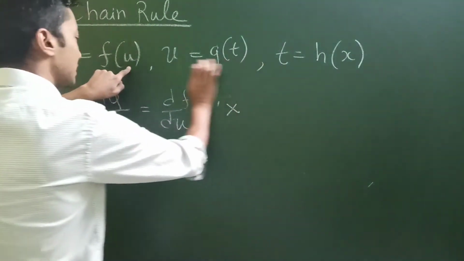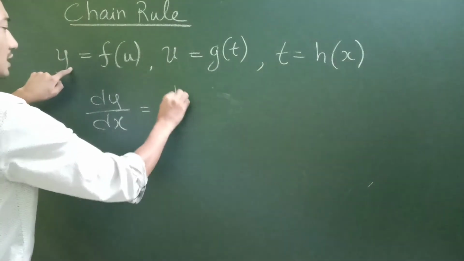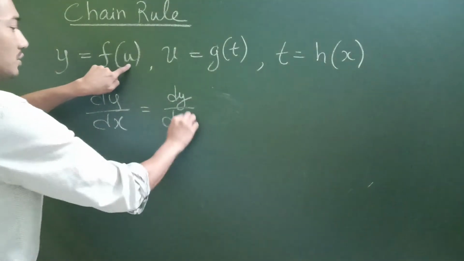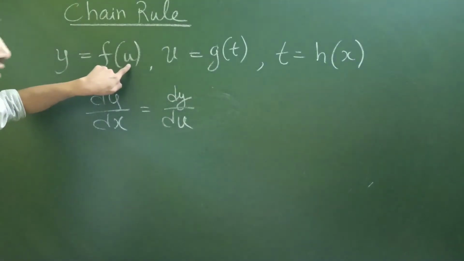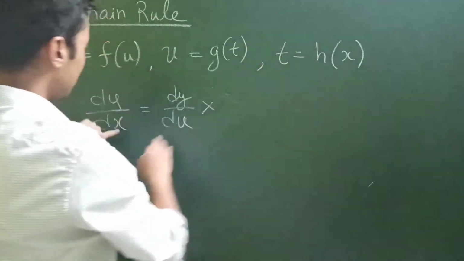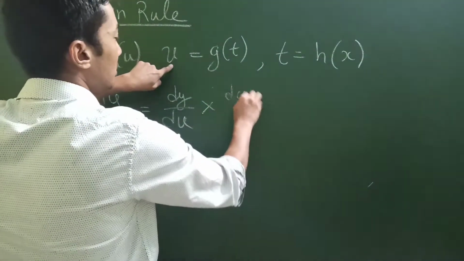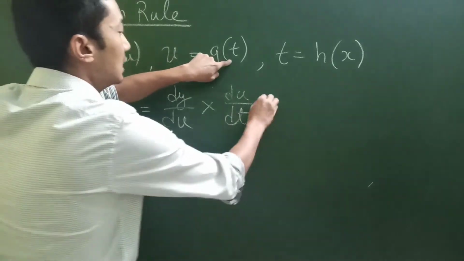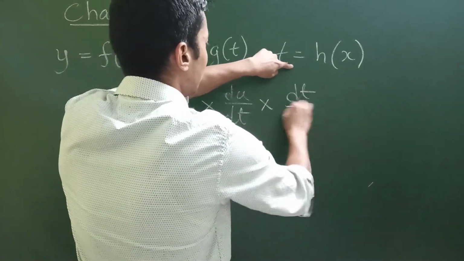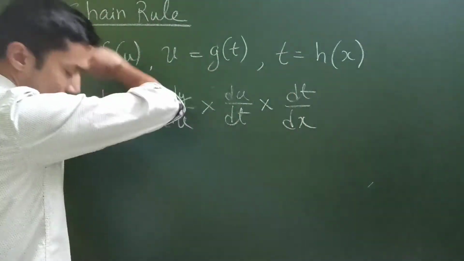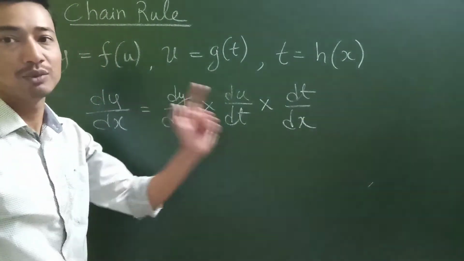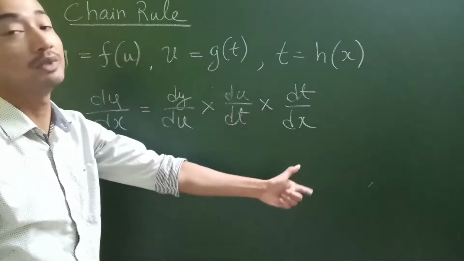Then, of course, let me just do it like this. So that's going to be the derivative of y with respect to u, because this is a function of u. Then I have to reach till x. Then of course it should be u with respect to t. Then again continue with t with respect to x. That means till I reach the function x, I will be continuing with my differentiation.